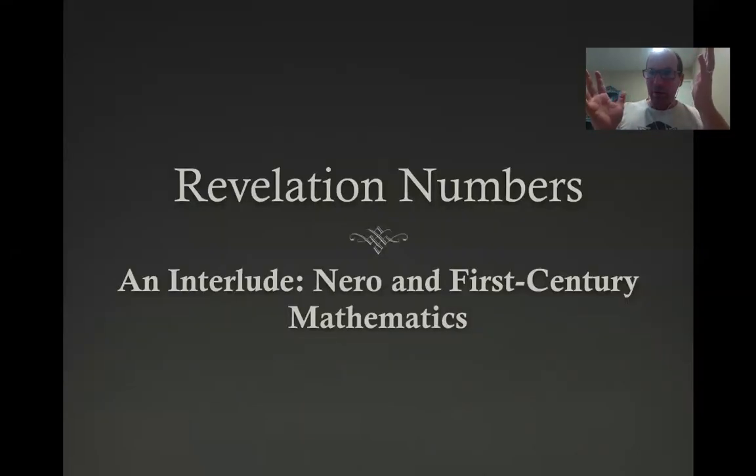So our interlude is on Emperor Nero. You may know he was a terrible emperor. He's the first persecutor of Christians, and we'll talk about how terrible he is in a little bit. But we're going to do some first century mathematics.